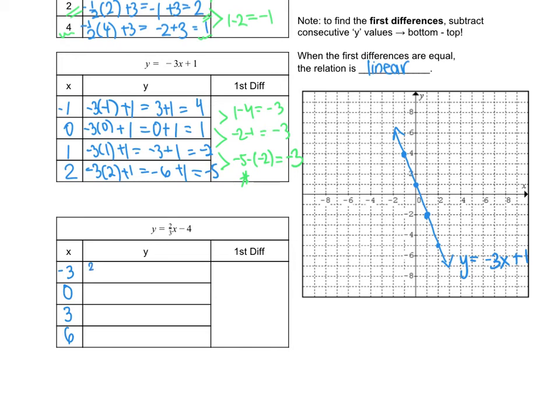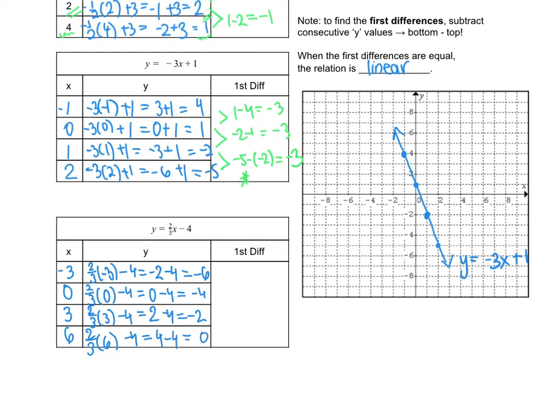All right, so we should have 2 over 3 times -3 subtract 4. When you multiply your fractions, you should end up with -2 subtract 4, which is -6. Then 2 over 3 times 0 is 0. Subtract 4 is -4. 2 over 3 times +3, subtract 4. The fractions, 2 over 3 times 3 is 6 over 3, which is 2. Subtract 4 is -2. And finally, 2 over 3 times 6 is 4. Subtract 4, which is 0.